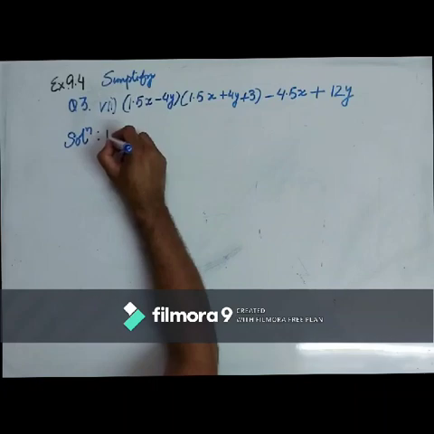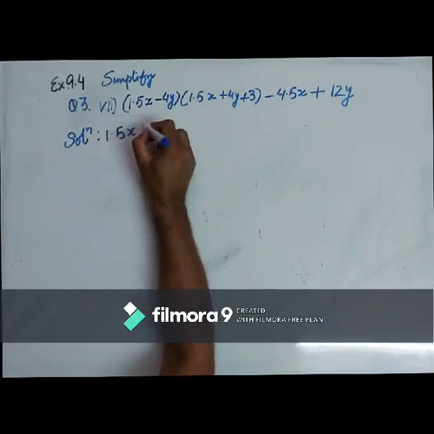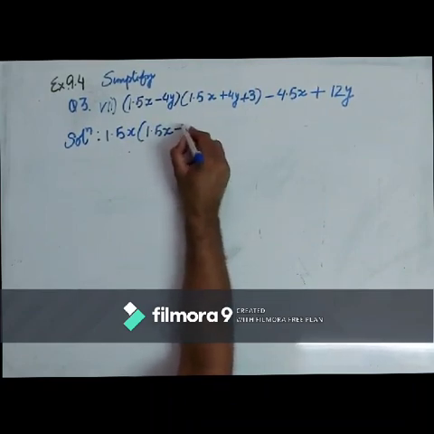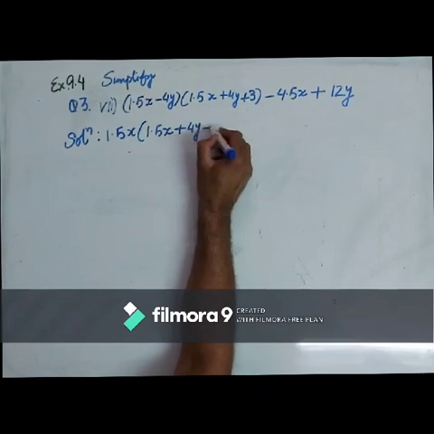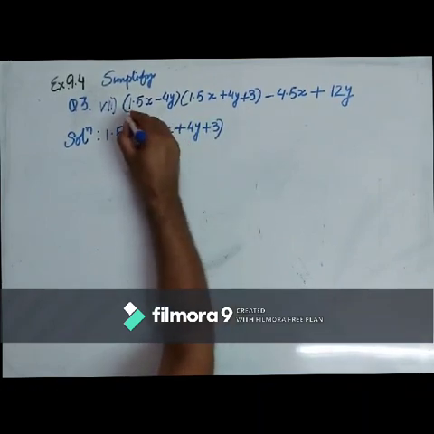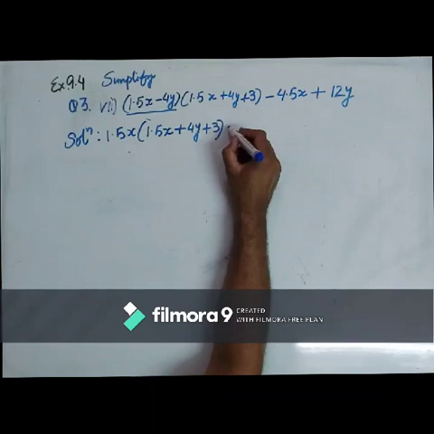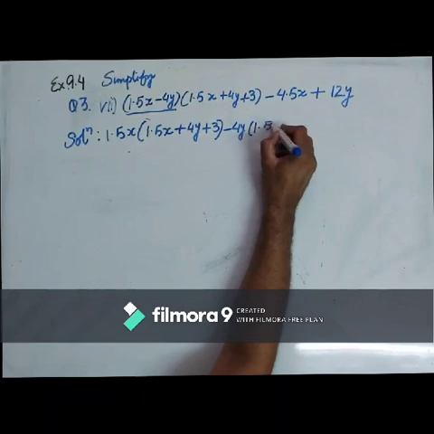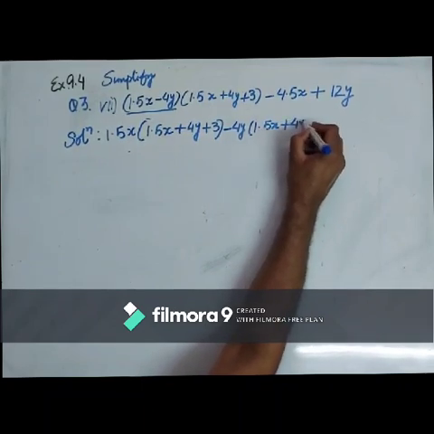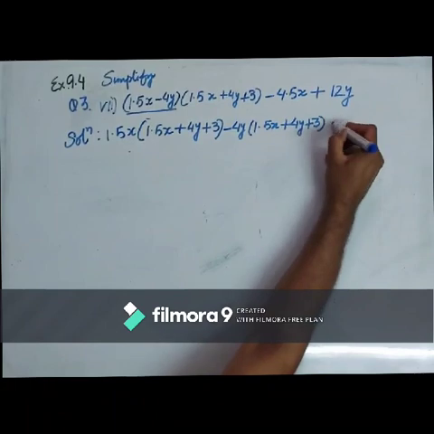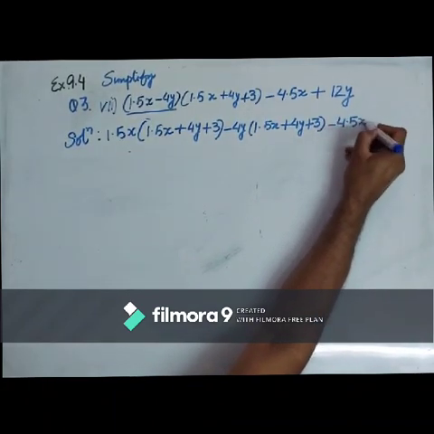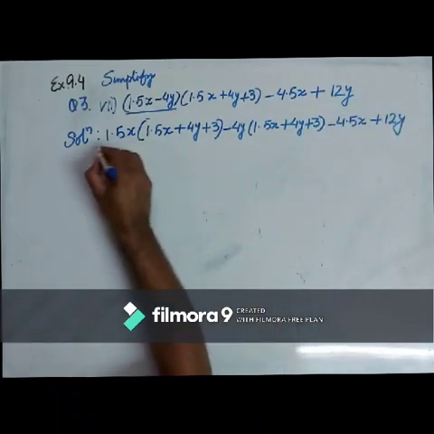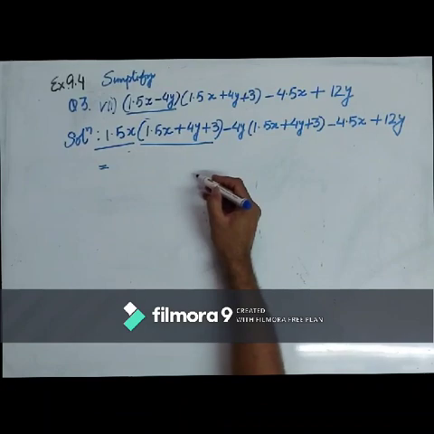So in the solution, you will write 1.5x into, again, the second polynomial as a whole, plus 3, and the first binomial is broken out, minus 4y into the bracket (1.5x plus 4y plus 3), minus 4.5x plus 12y. So this is your distribution property starting here.